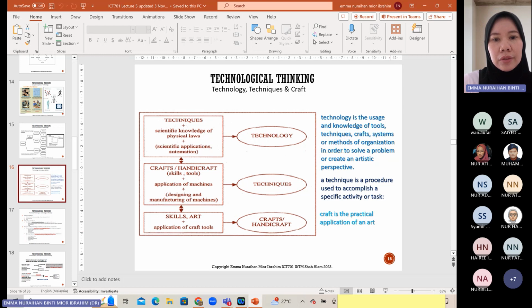Okay, so knowledge also is being built through skills, tools, application of machines, designing, manufacturing of machines and all that. So technology. So overall, kita kata technology is the usage and knowledge of tools, technique, craft, system or methods of organization in order to solve a problem. So sometimes in order for you to solve a problem, you kena bina tools, instruments, yeah, to solve the problem situation. Sometimes you kena bina tools atau instrument yang apa? Yang contohnya yang memang you kena buat tools tu. Kalau tidak you memang tak solve the problems.